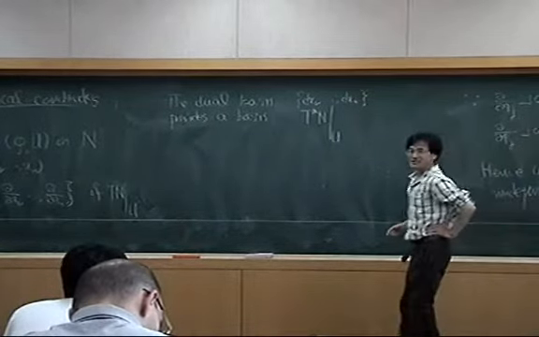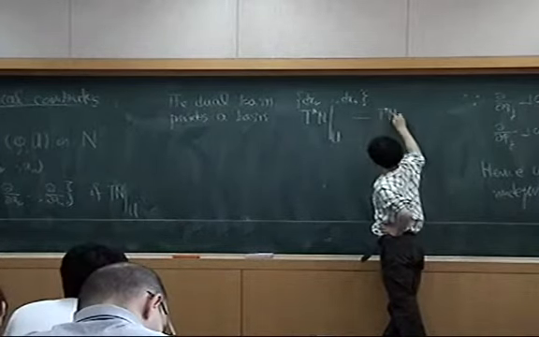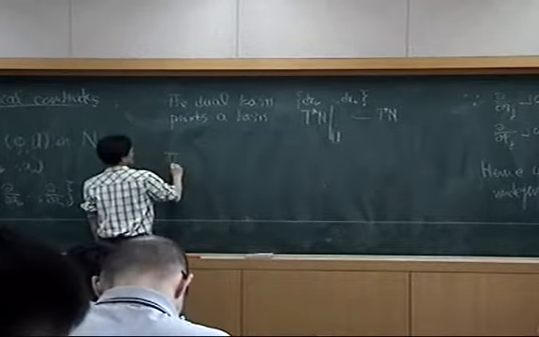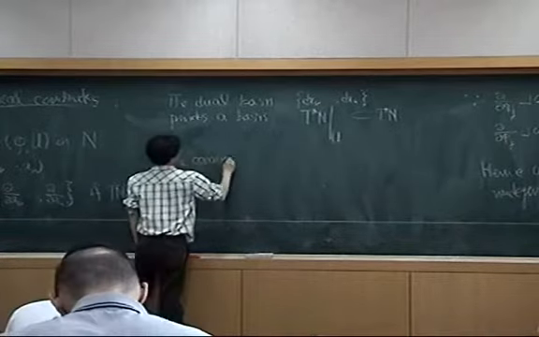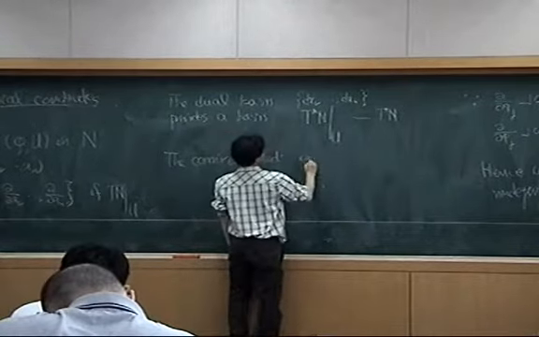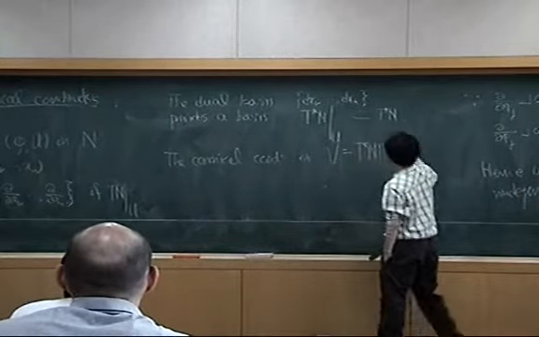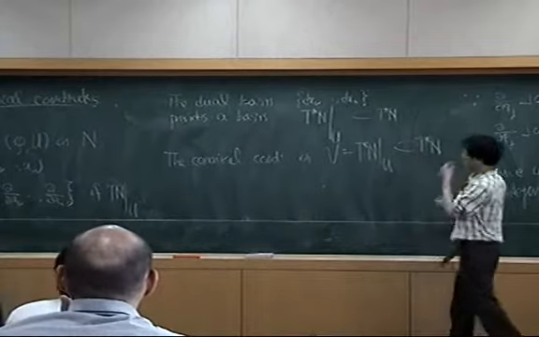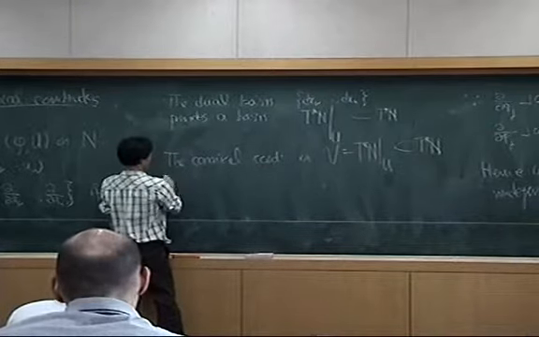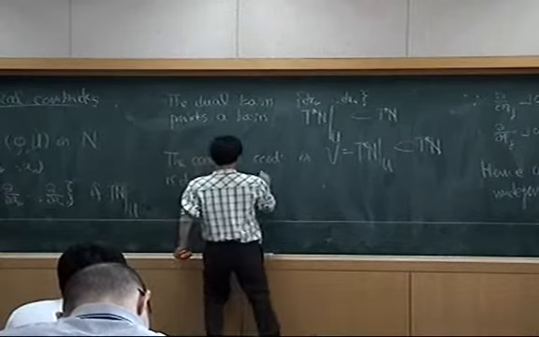And then the canonical coordinate, this is an open subset inside this one. And the canonical coordinate on this open set V is defined in the following way, as follows.